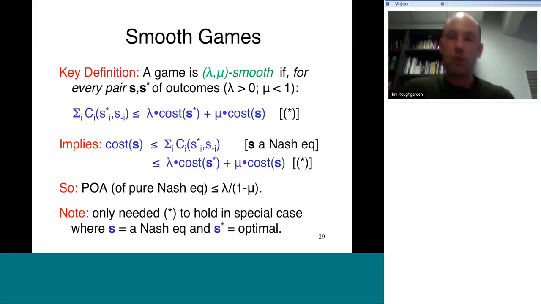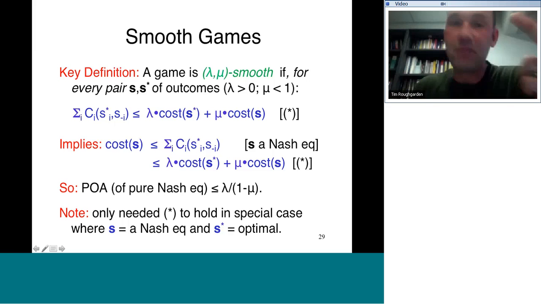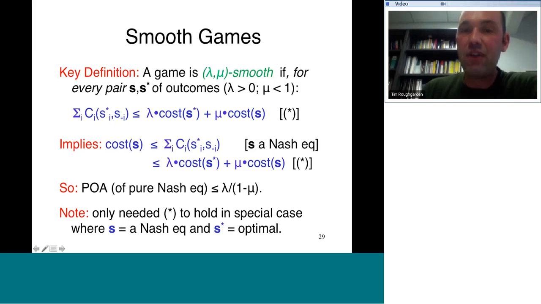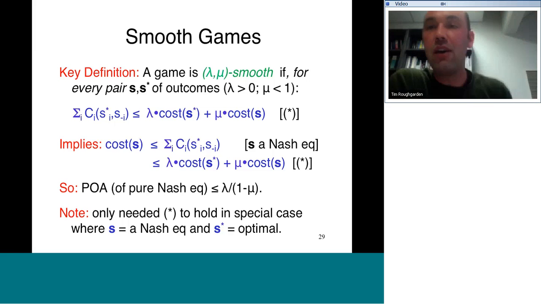So let me back up and say everything formally. The formal definition is that of a game being smooth, and smooth has these two parameters, lambda and mu. You may or may not be able to prove a game is smooth for a given setting of these parameters. What it means for a game to be smooth is that for every pair of outcomes S and S star, again, equilibria or not, you are responsible for proving that this entangled version of S and S star can be bounded above by a linear combination of S star's cost and S's cost, where lambda and mu are the coefficients in that linear combination. If a game is smooth, then by this two inequality argument, it is a sufficient condition for the price of anarchy of pure Nash equilibria to be at most lambda over 1 minus mu.